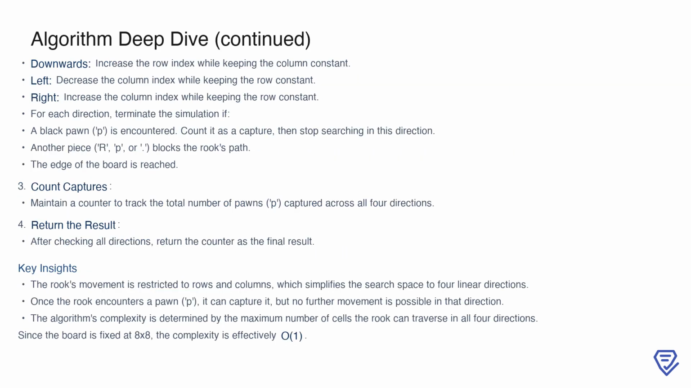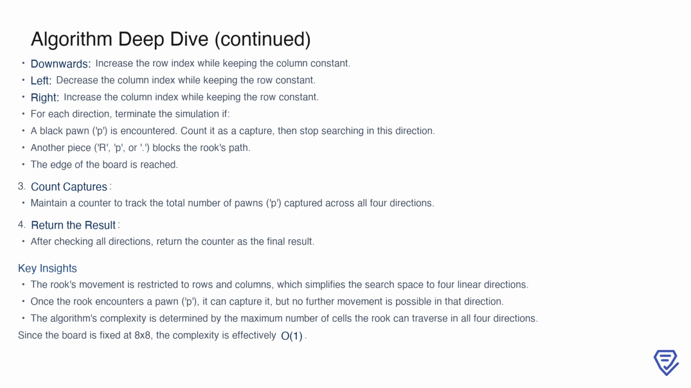To simulate the rook's movement, start from its position and examine each direction individually. Moving upwards involves decreasing the row index while keeping the column constant. Downwards means increasing the row index, again keeping the column fixed. For horizontal movement, we decrease the column index for leftward motion and increase it for rightward motion while leaving the row unchanged. In each direction, we continue this movement until encountering a black pawn, which can be captured and counted, another piece that blocks the path, or the edge of the board.